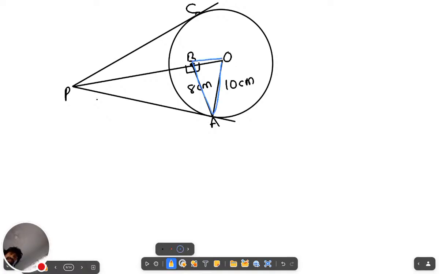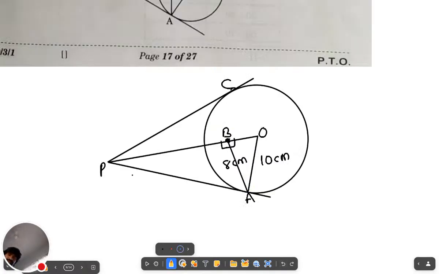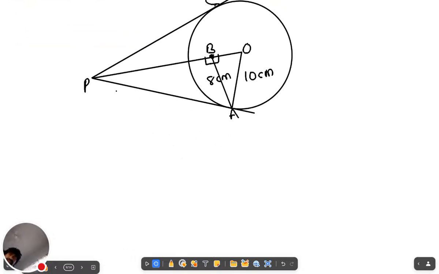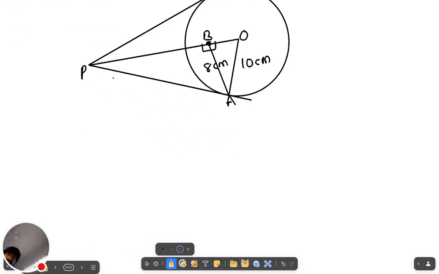OAB. Let's take this triangle. So in triangle OAB, angle at B is 90 degrees. Let's apply the Pythagoras theorem. As angle at B is 90 degrees, OA is the hypotenuse. So we can say that OA square is equal to OB square plus AB square.